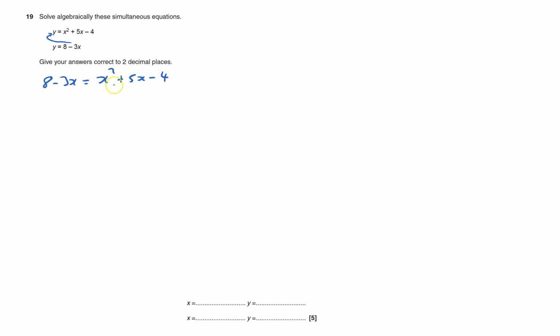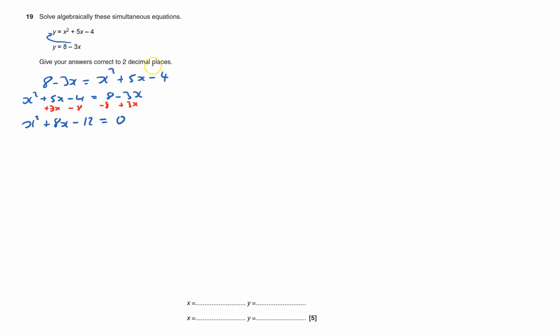And actually I'm going to rewrite it the other way, because I always like the x squared on the left. So I'm going to write that again: x squared plus 5x minus 4 equals 8 minus 3x. And when you've got a quadratic, you want to make sure that it's always equaling 0. So I want to take away 8 from both sides, and I also want to add 3x to both sides, and that will now leave me with x squared plus 8x minus 12 equals 0.